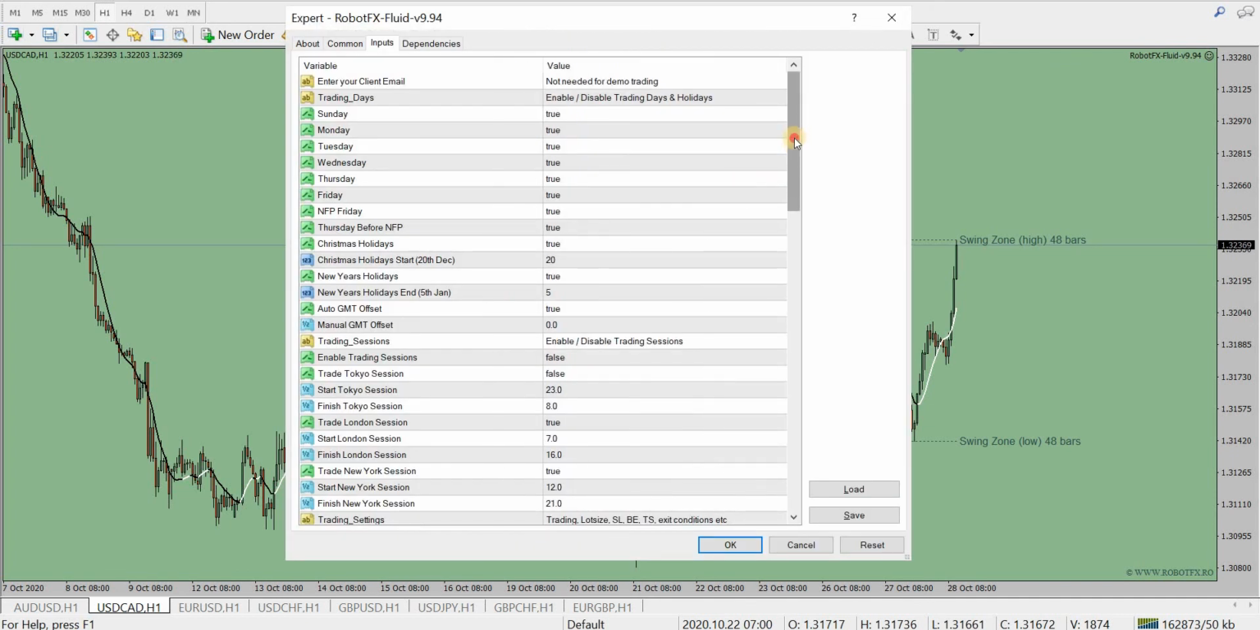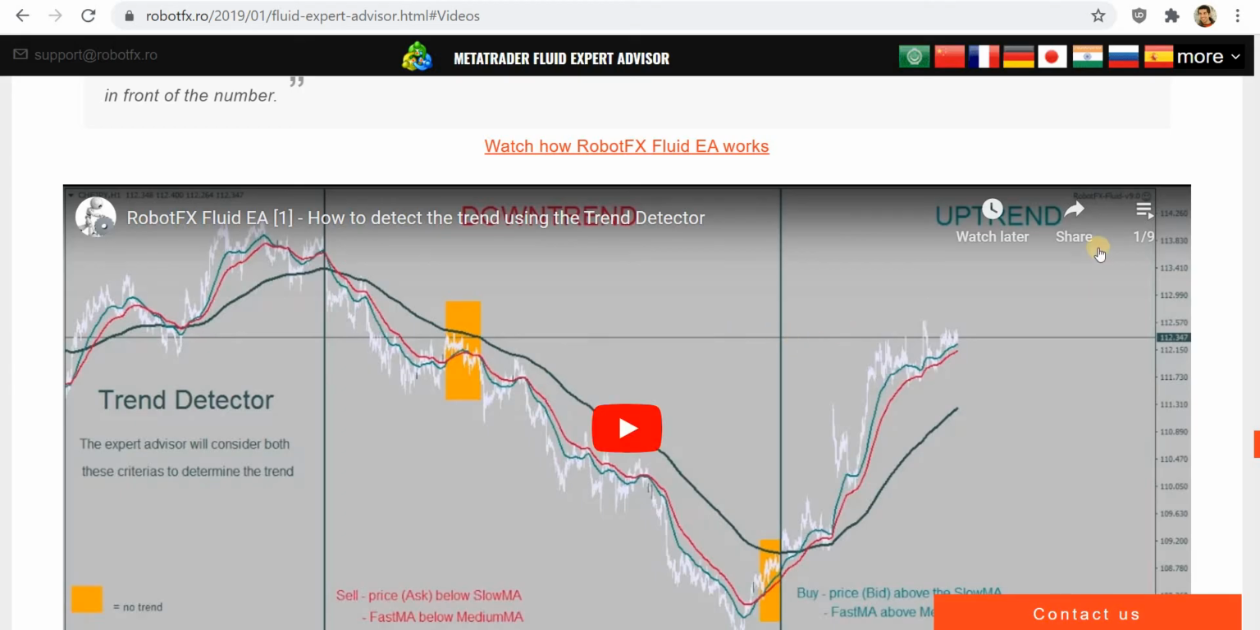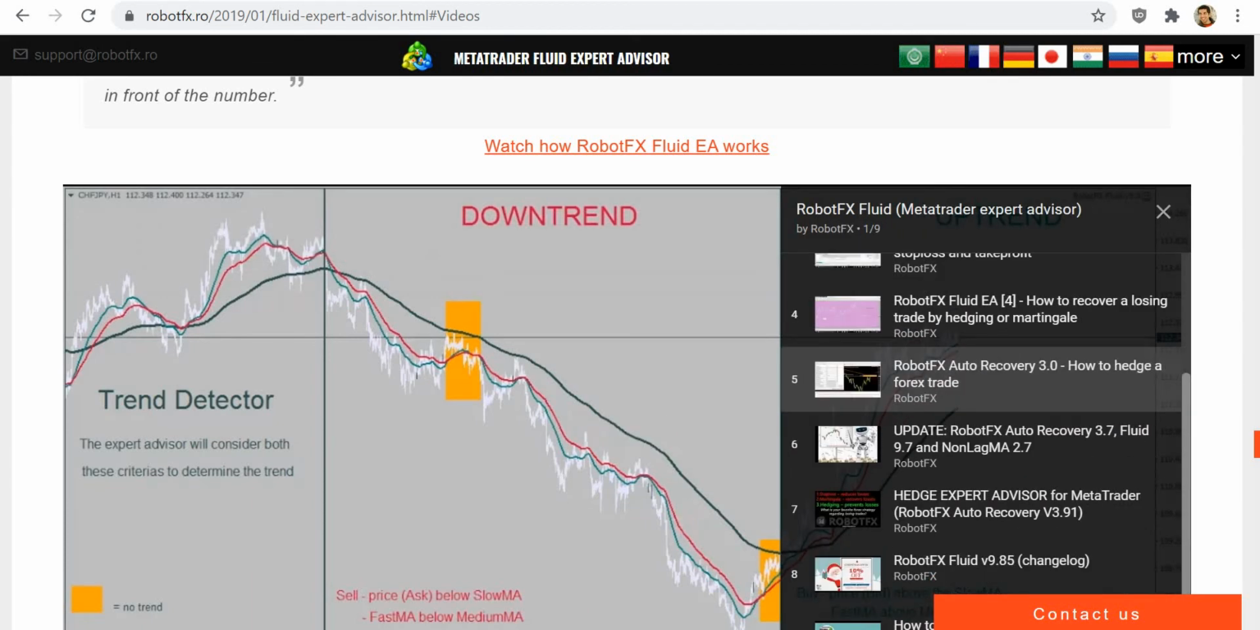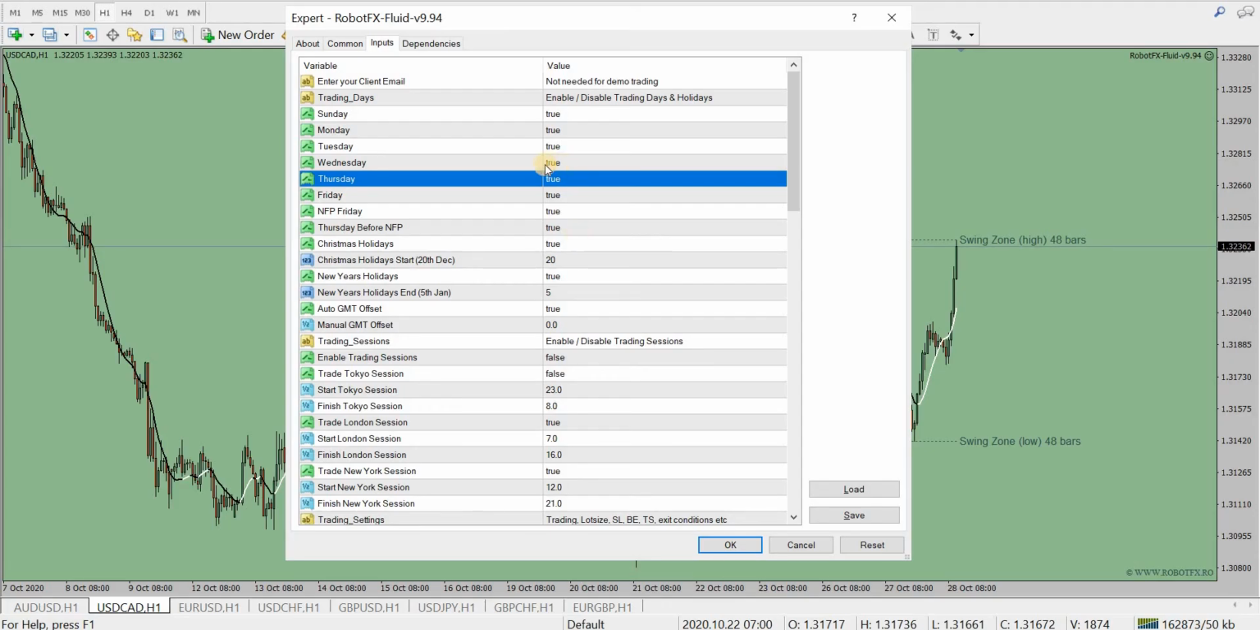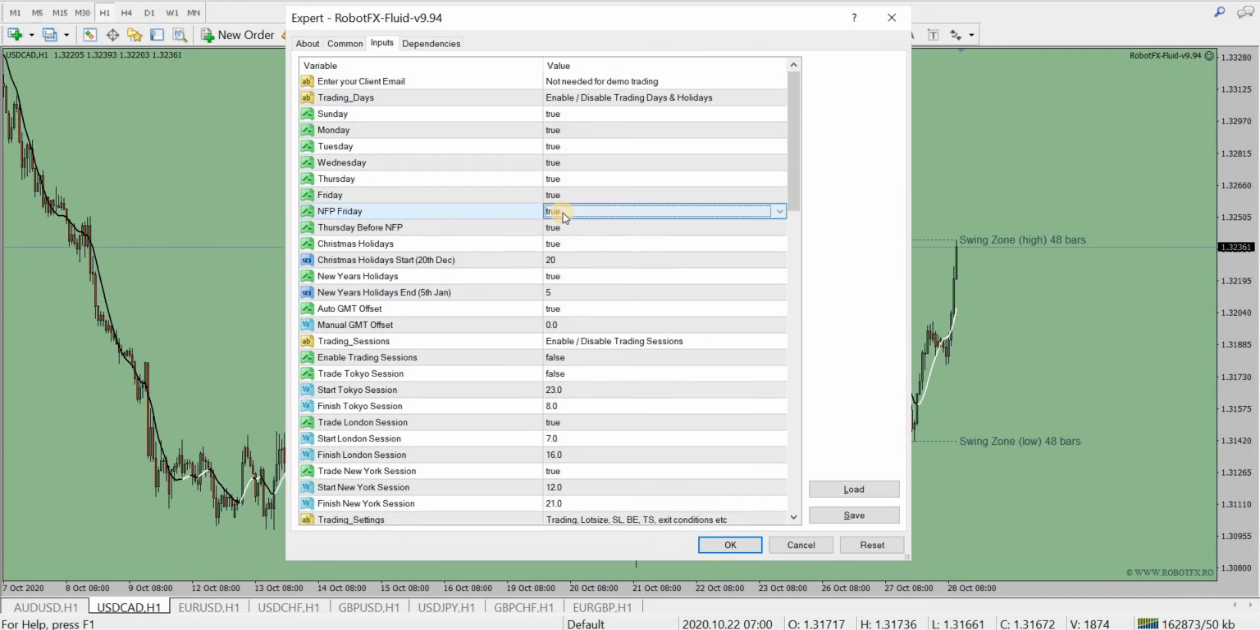And regarding the others, well, the settings are explained in the other videos. They know exactly what they do and how they behave. What I do, I usually trade every day. Sorry, I do trade the non-farm payroll Friday because I don't mind the big movements in price. I actually like them.